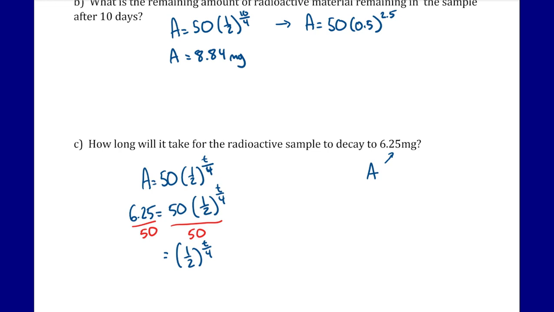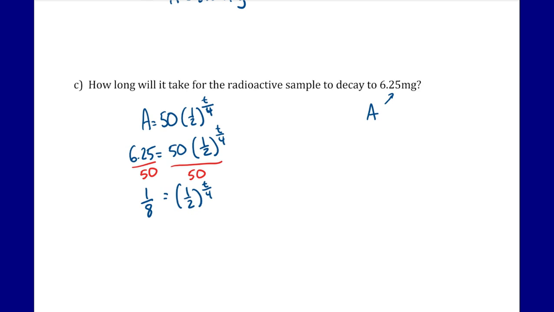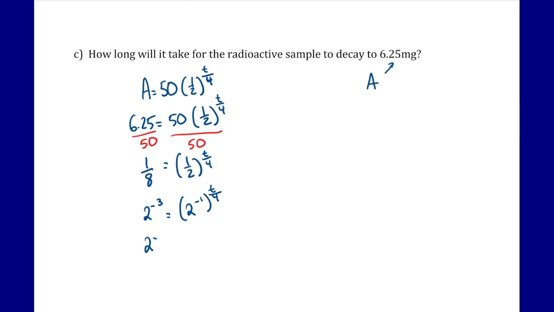6.25 divided by 50 gives me 1 over 8. Because it's 1 over 8, now I need to try to find a common base. I can convert 1 over 8 as 2 to the power of -3. And I can do the same thing with 1 over 2. I can rewrite that as 2 to the power of -1, all to the power of t over 4. I can simplify this a bit. And now, because I have common bases, I can compare exponents.